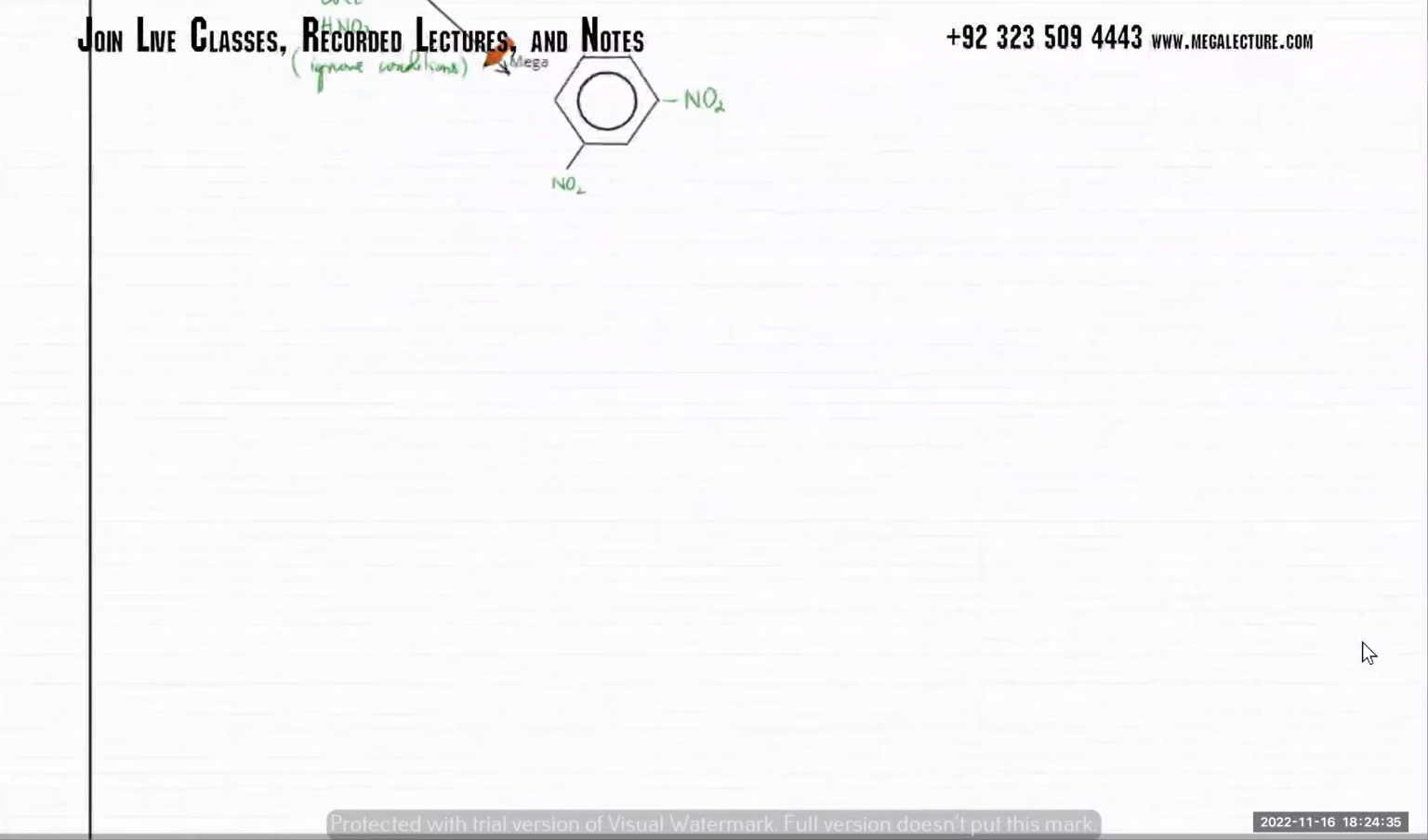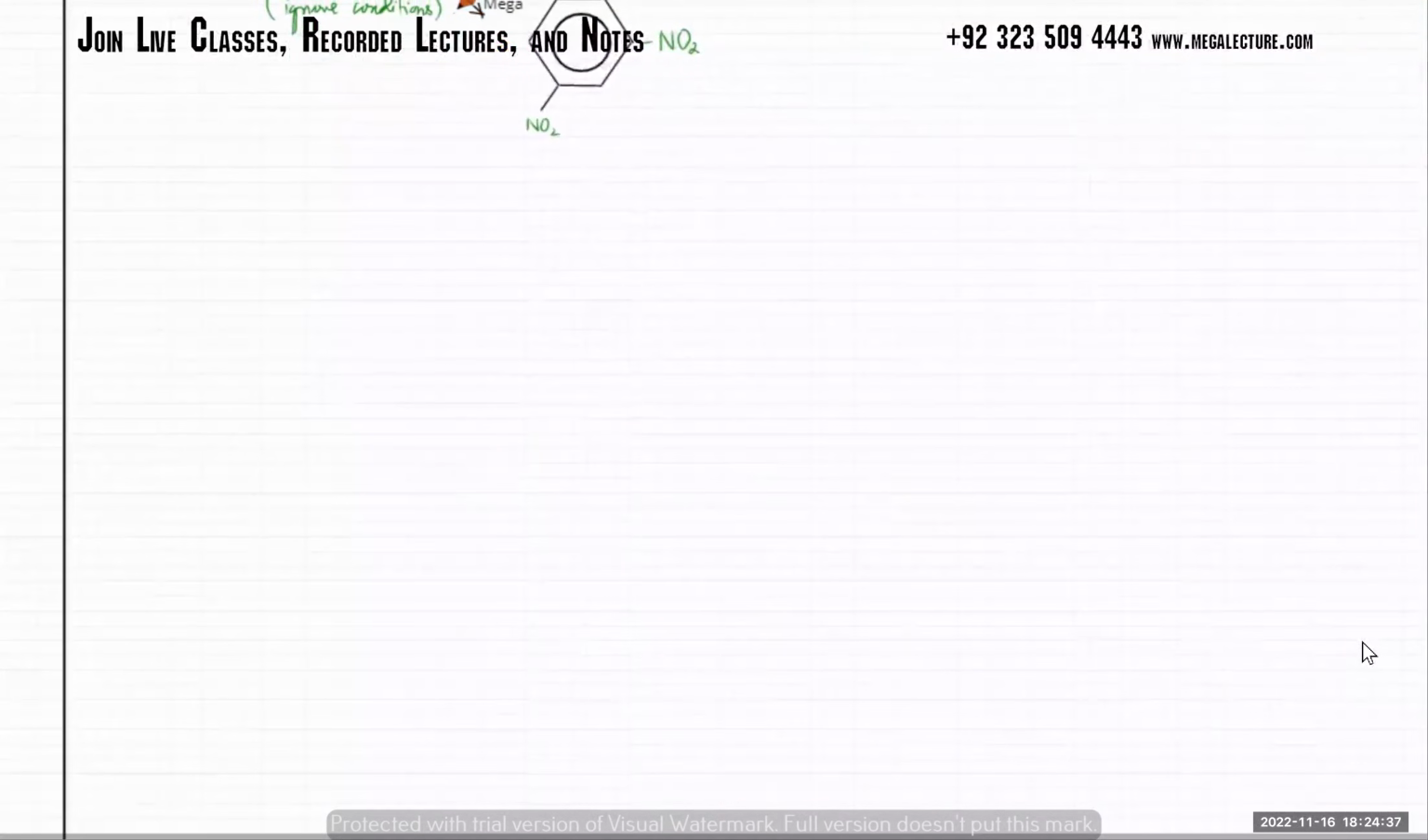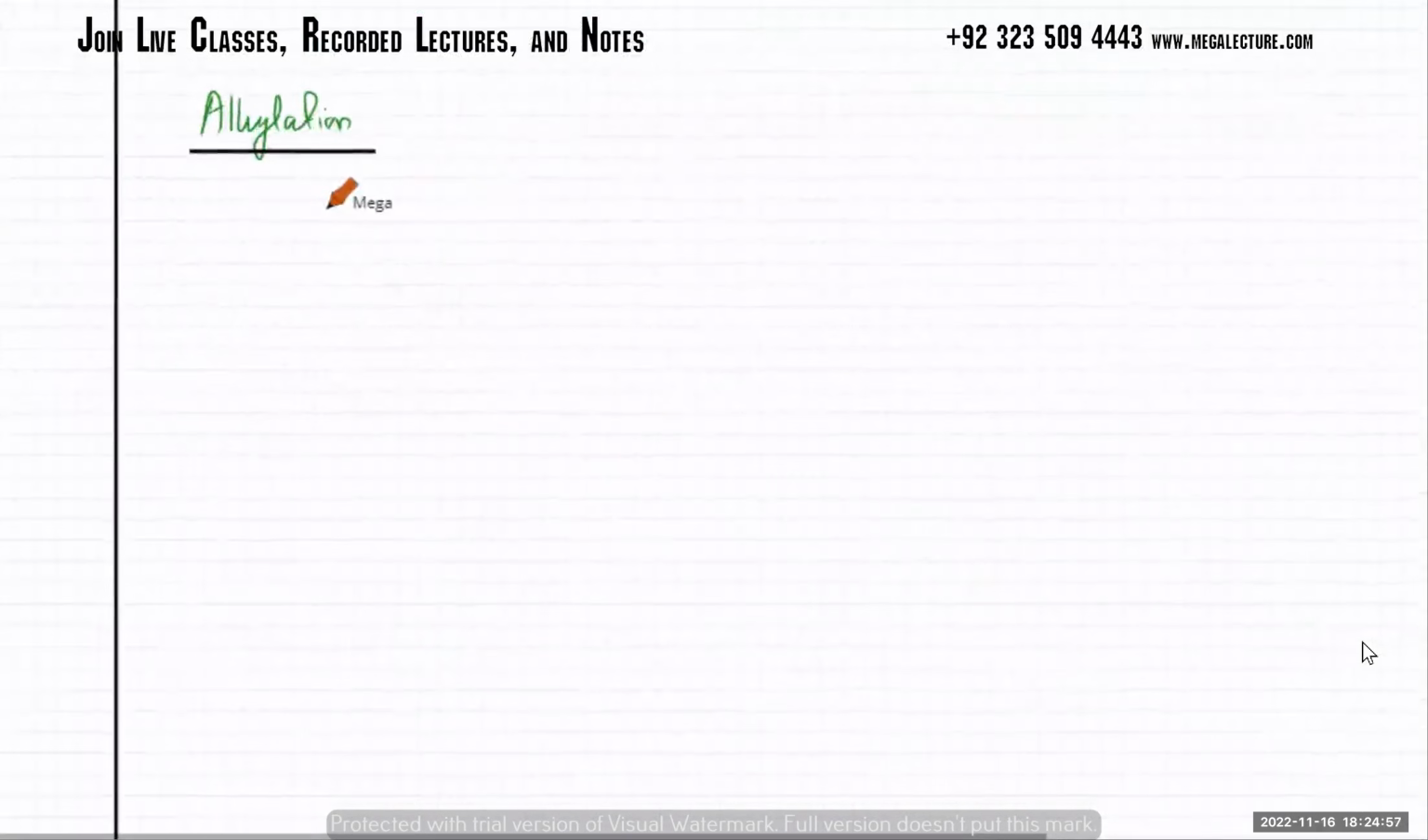Then there are a couple more reactions which are electrophilic substitution reactions. One of them is called alkylation. Alkylation is a reaction where you attach a carbon chain or an alkyl chain to benzene.